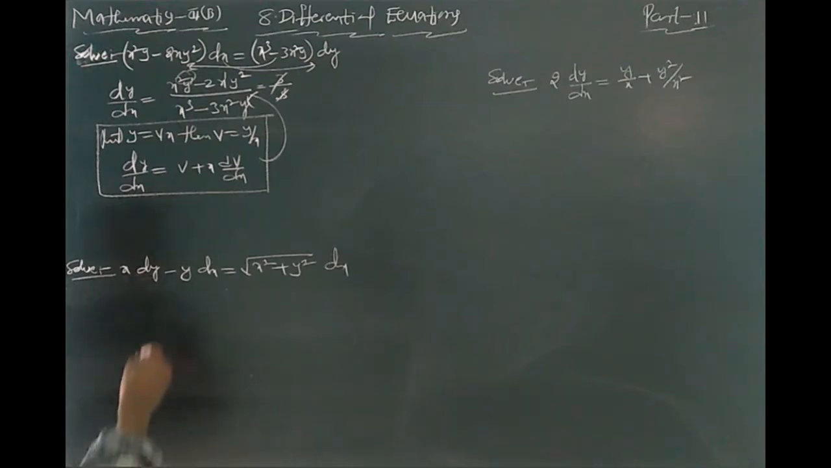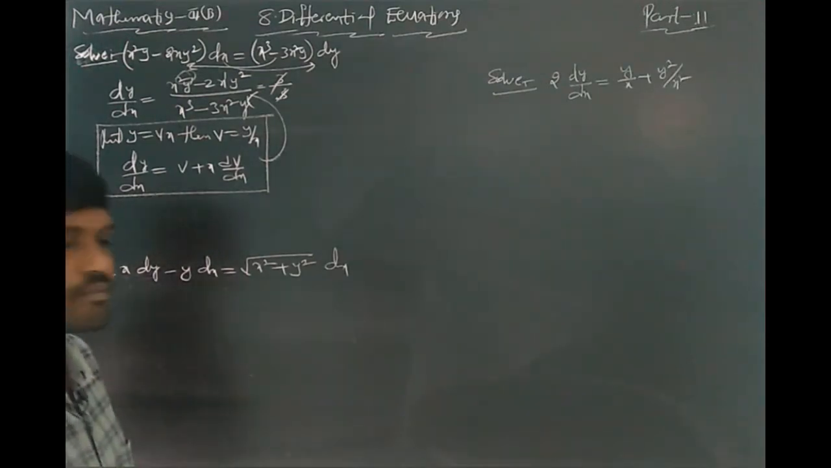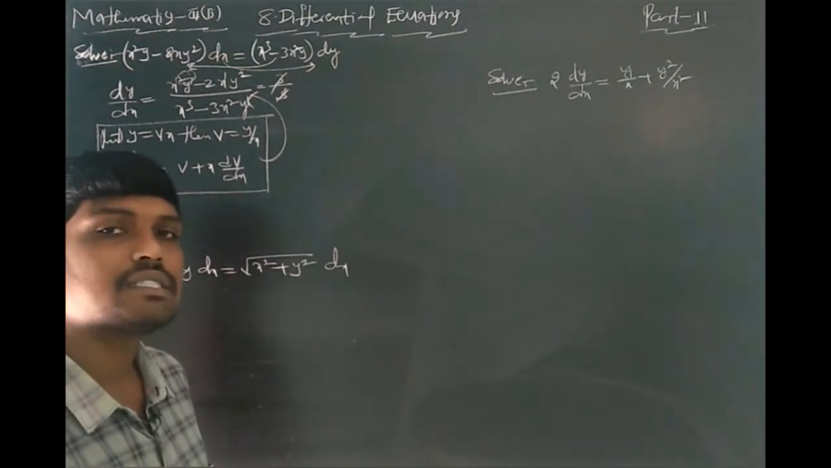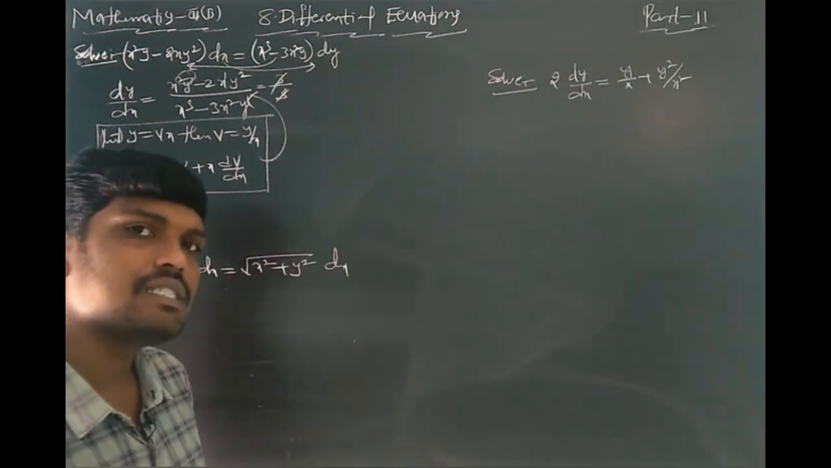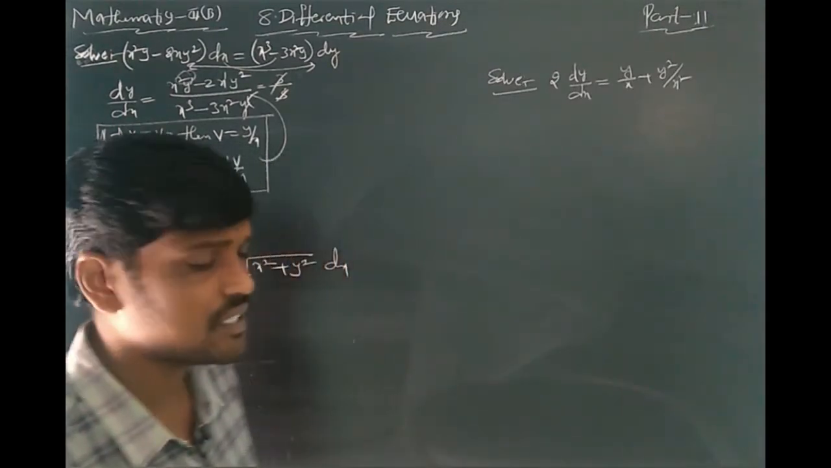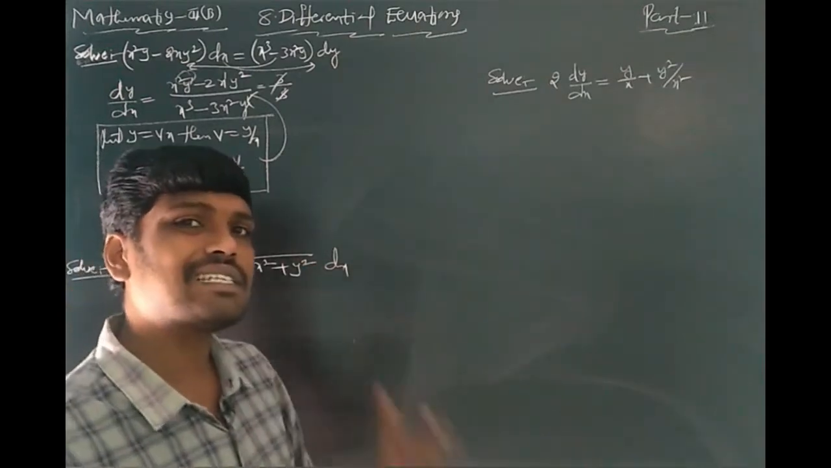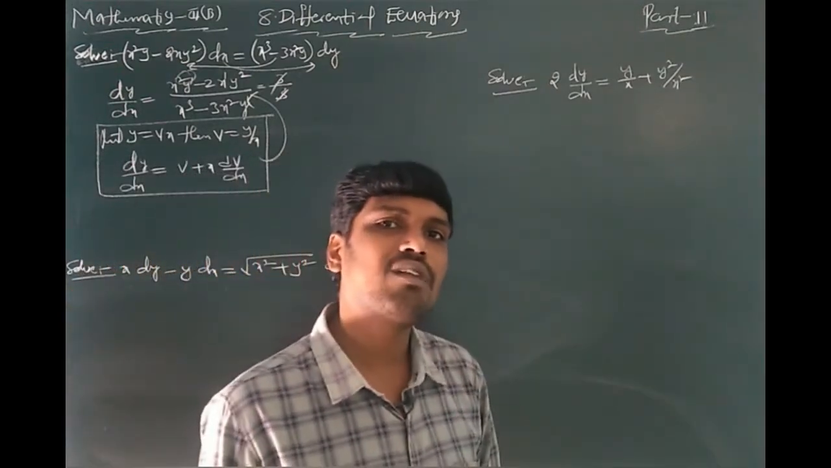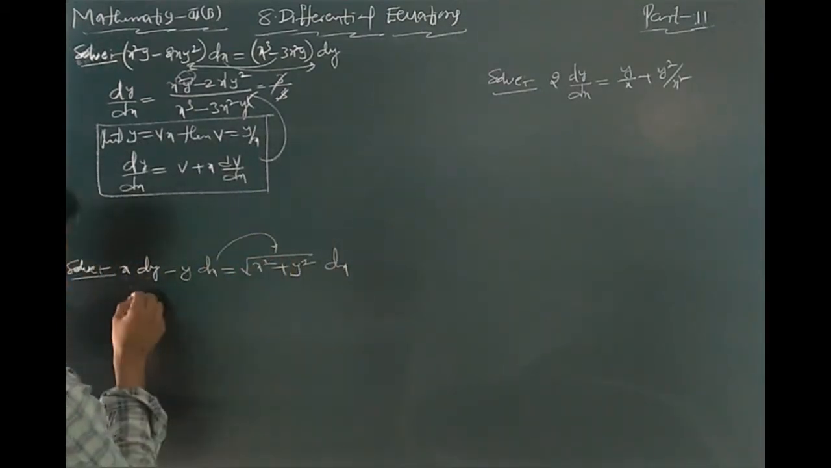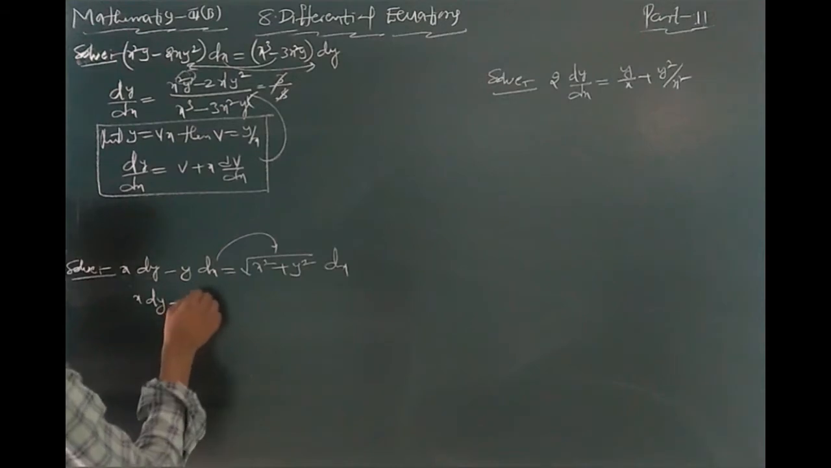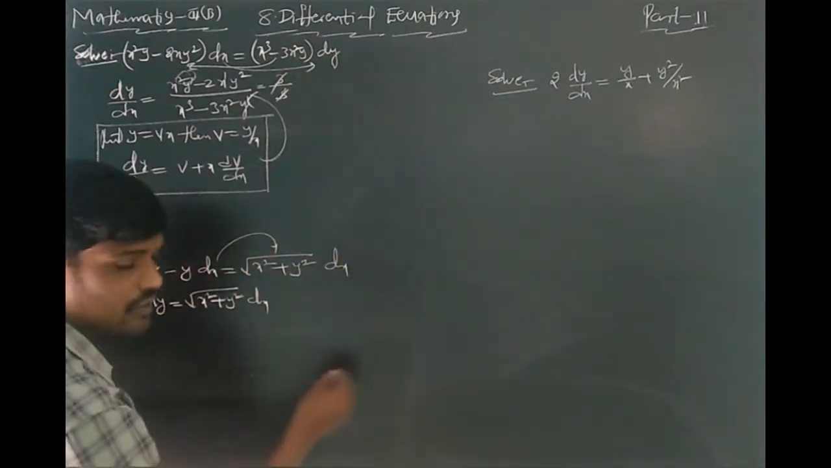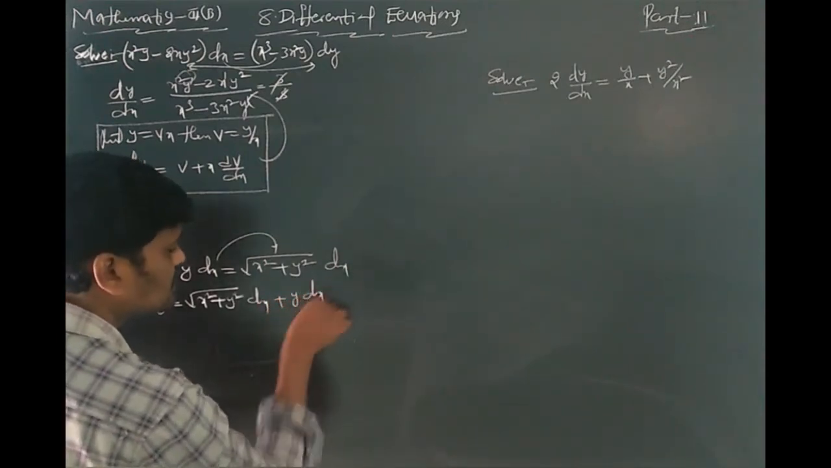Second one, solve x into dy minus y into dx is equal to square root of x square plus y square into dx. This can also be converted in the form of dy by dx or dx by dy, that is your wish. Here in this exercise, maximum problems are in the form of dy by dx only. That's why you can write x into dy equal to square root of x square plus y square into dx, and this minus y goes to the other side, plus y into dx.